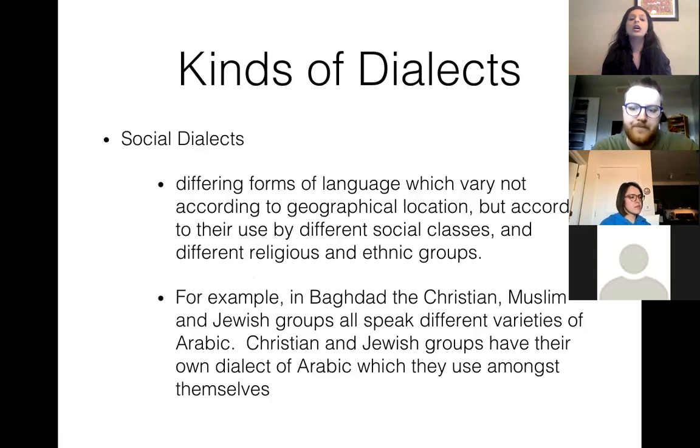So the example that I have here is about Arabic. So very often when we hear Arabic, we think it's only the Muslims who speak Arabic, but Muslims are only one religious group that speaks Arabic. There are also Christian Arabs and Jewish Arabs, and depending on your religious affinity, your Arabic dialect actually changes, right?